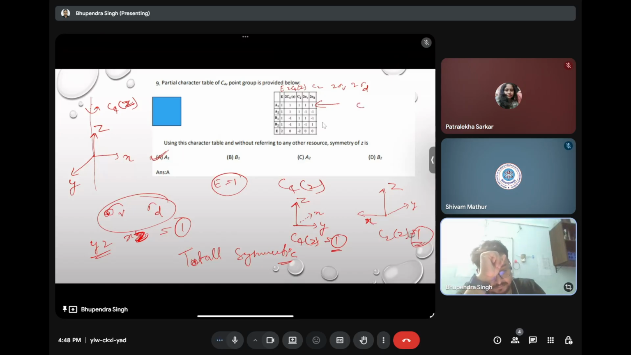C2 is also along the z direction. So if you rotate it, it will be like this. Your z is remaining z. They have asked the symmetry of z, so z will remain 1. That is why these are all 1, 1, 1. So that is why the answer is A. Is it okay?